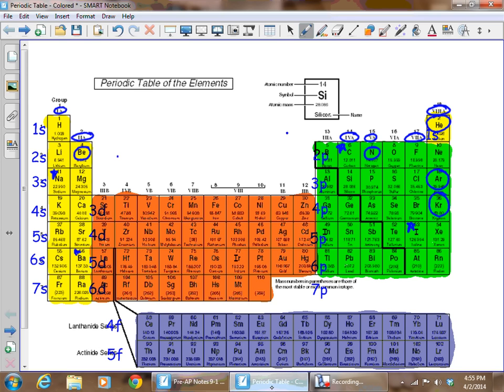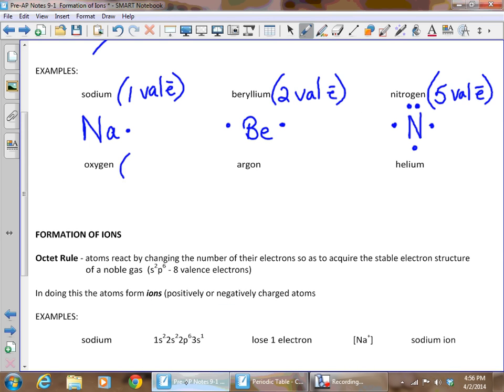Oxygen, right here with its 6 valence electrons. We'll have oxygen in the center, 1 to the right, 1 to the left, 1 on top, 1 on bottom. Then we'll start back up at the top and go clockwise. There's the 5th one and the 6th one. So there's the Lewis dot structure of oxygen.